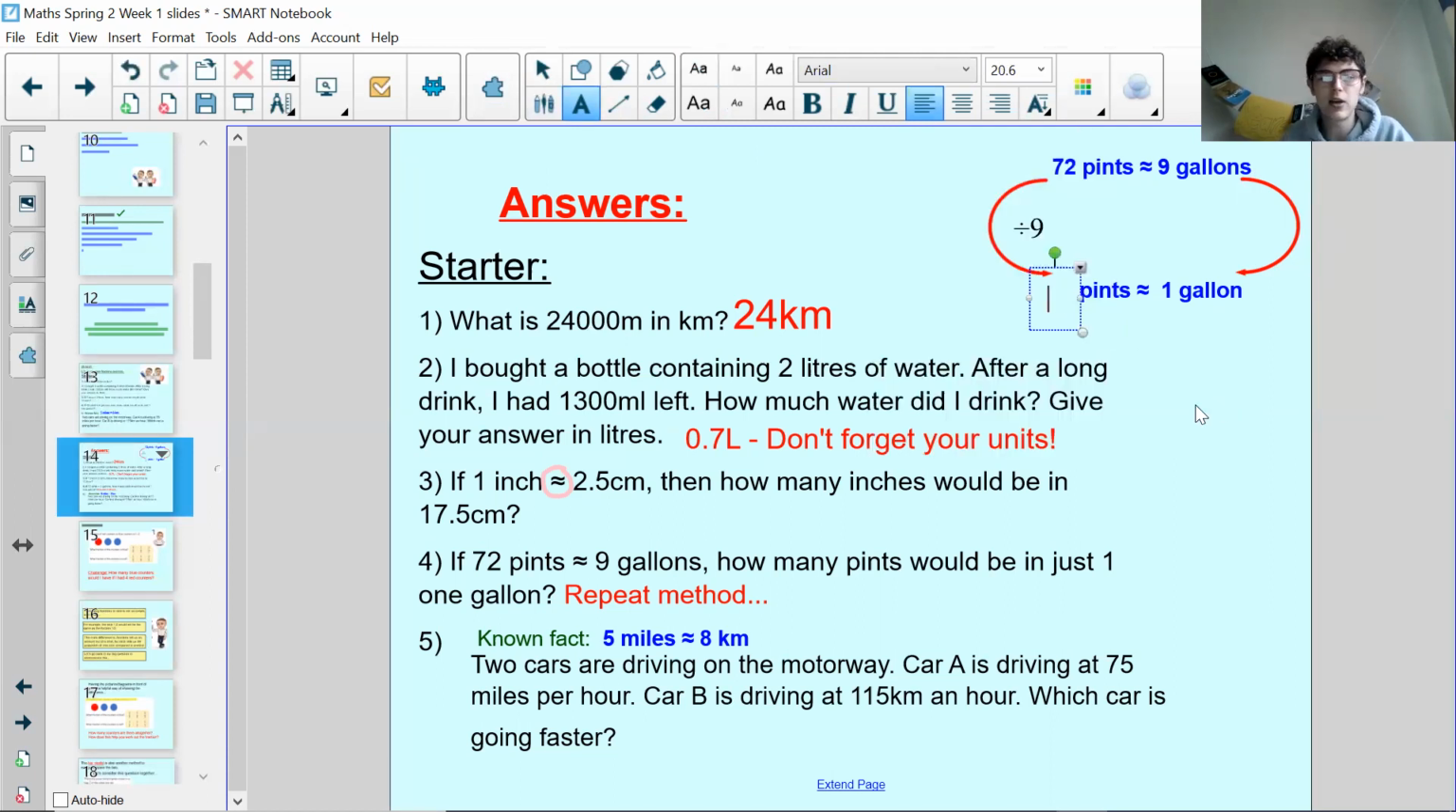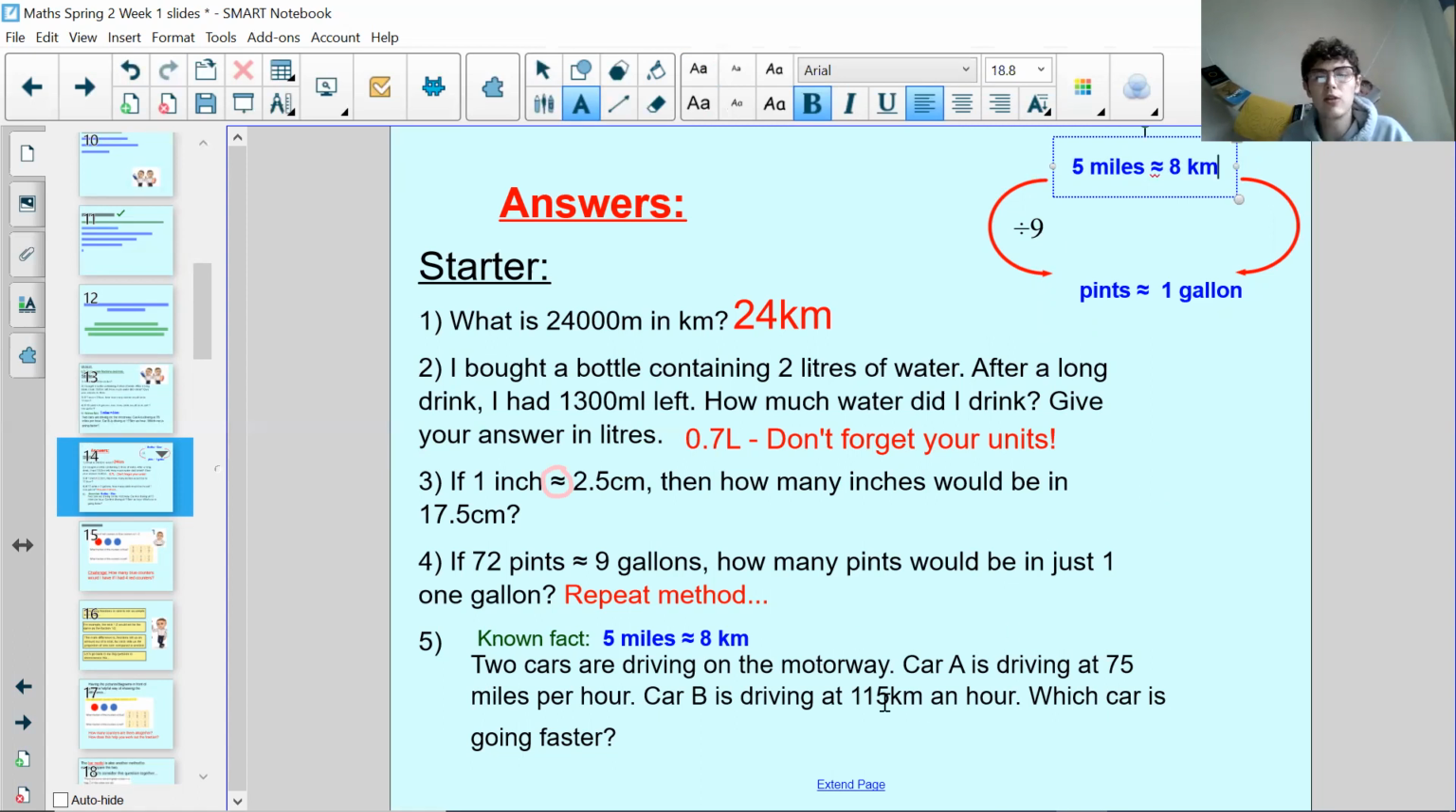Now, finally, number 5. Known fact, 5 miles is approximately equal to 8 kilometers, okay? So once again, I'm going to put that right at the top of my method. 5 miles is approximately equal to 8 kilometers. That's going to go right at the top.